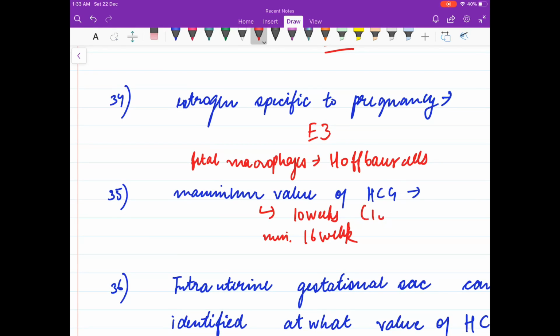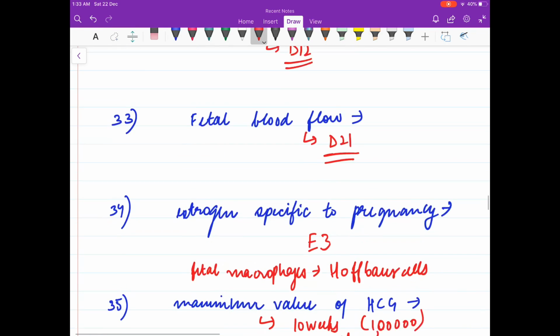And what is the maximum value? It is 1 lakh. HCG doubling time is 48 hours.